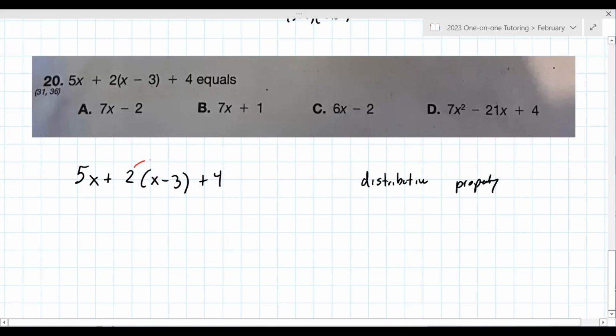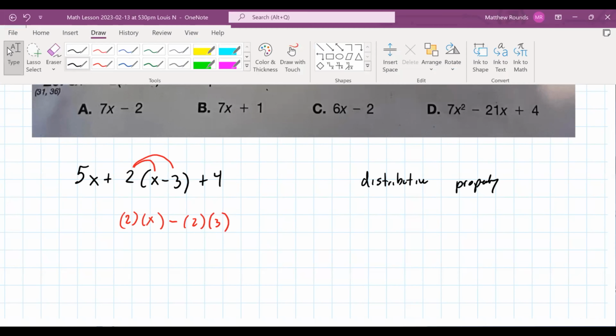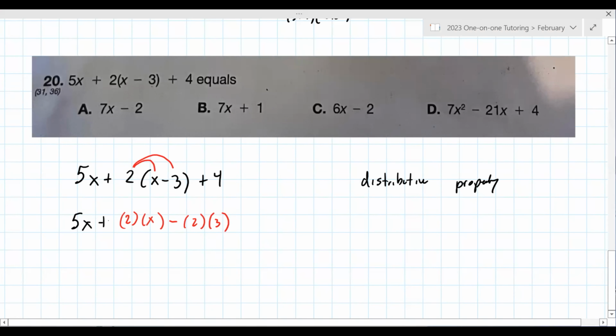I don't think I can remember. This 2 goes to both of these things on the inside. So it's literally like 2 times x minus 2 times 3. Oh, okay. And you've not seen that before? We've gone over distributive property, but I've never really gotten it. Okay, we'll do another exercise after this. So you bring the other ones down, but you do have to multiply. So 2 times x is 2x, 2 times 3 is 6. And then from here, you're going to combine like terms.